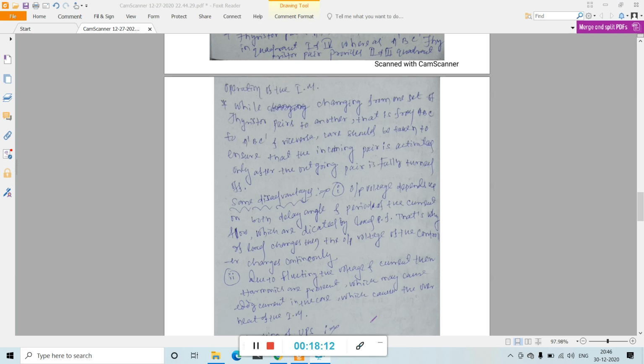With this we will conclude how we control the speed of induction motor by using AC voltage regulator.